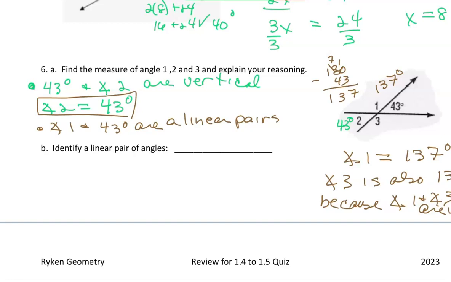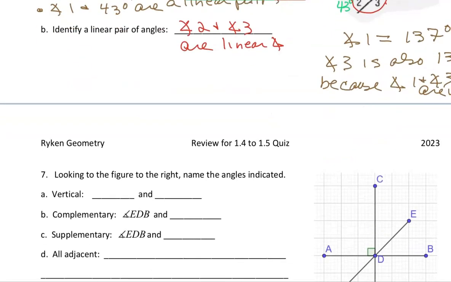Okay? Okay, then it says identify a pair of linear angles. Well, I have several of them. So why don't I just name one of them? So angle 2 and angle 3 are linear angles. So these angles down here are linear. They're also supplementary, right? Because they're going to add up to 180 because they are a linear pair. Okay, so that was a lot of good information.